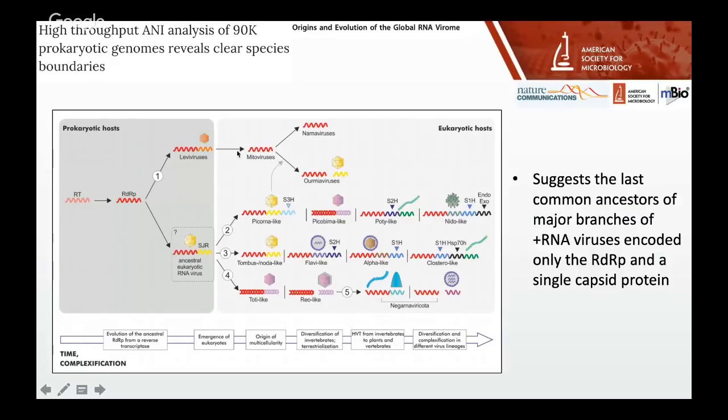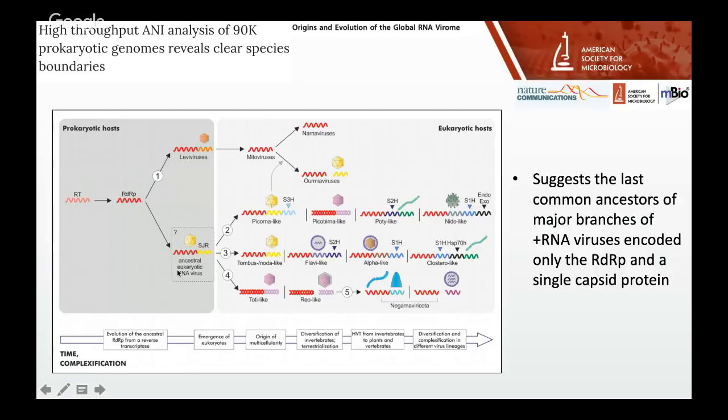And one of the things that I really like about this schematic is that it shows the viral evolution, which you can see the last common ancestor of the major branches of the positive-sense RNA viruses only encoded this RNA-dependent RNA polymerase, and they also predicted a single capsid protein, which then branched off into the different lineages here.